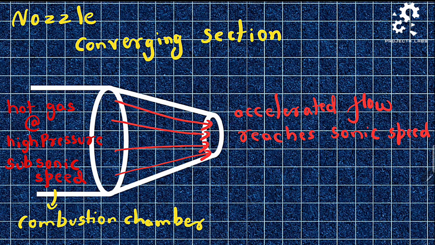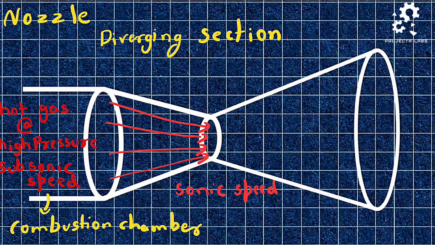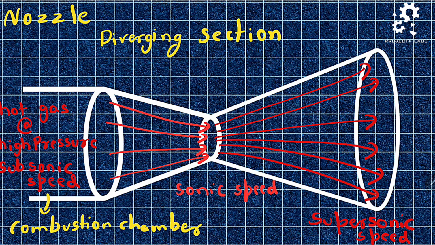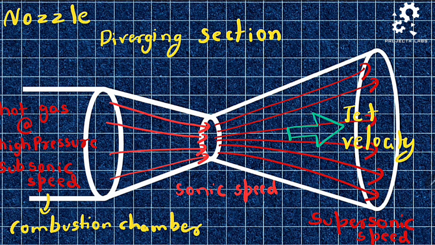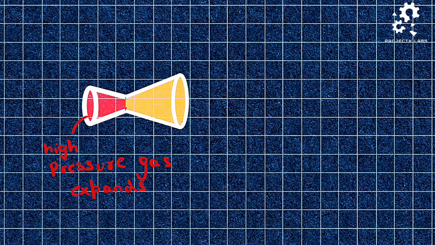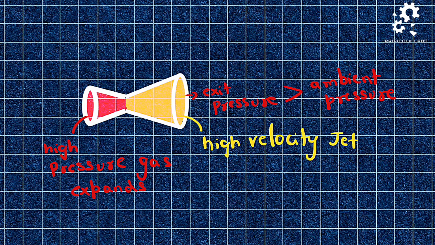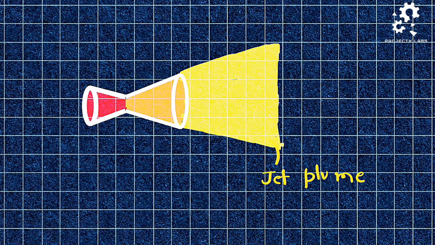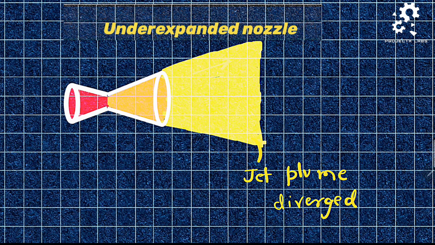Once reaching sonic speed, the diverging section should be employed to accelerate it further to supersonic speed such that the high-speed jet can provide enough thrust for the rocket's liftoff. As the high-pressure gas expands to form a high-velocity jet, if the jet exits the nozzle at a pressure greater than the ambient pressure, the resulting jet plume is diverged, where some of the thrust generated is wasted. This is called an underexpanded nozzle.